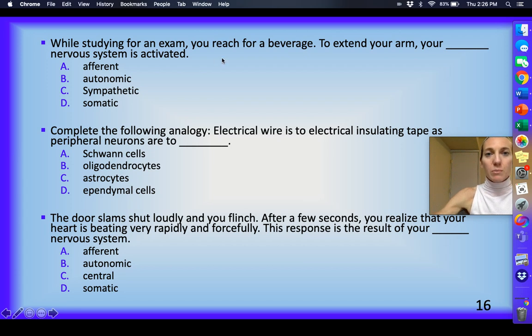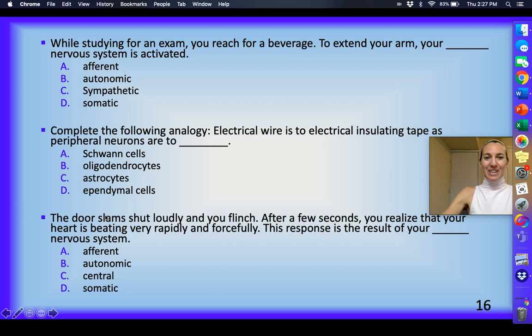While studying for an exam, you reach for a beverage. To extend your arm, your blank nervous system is activated. So it's voluntary, so skeletal muscles are being activated. And so it's going to be somatic. Coming down here, complete the analogy. Electrical wire is to electrical insulating tape as peripheral neurons are to, so which cells are surrounding, making the myelin? So it's going to be the Schwann cells in the peripheral nervous system.